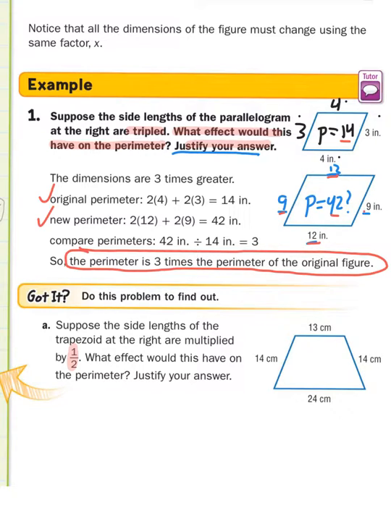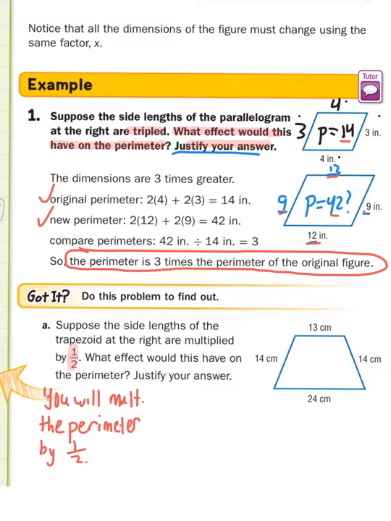Well, first off, what effect would it have? If you multiply the dimensions by half, you're going to multiply the perimeter by half. You always do the same thing. So we're going to start out by writing that down as a sentence. Okay? You will multiply the perimeter by half. Because it's the same thing we do to the dimensions. But now we're going to have to prove it.